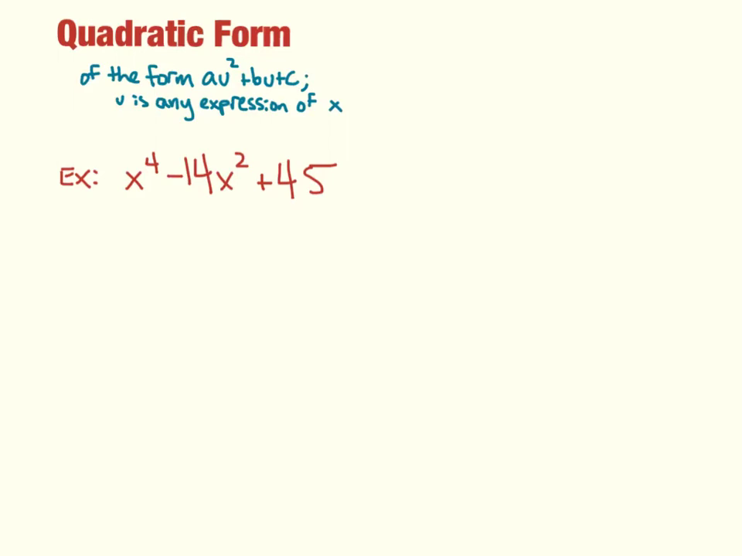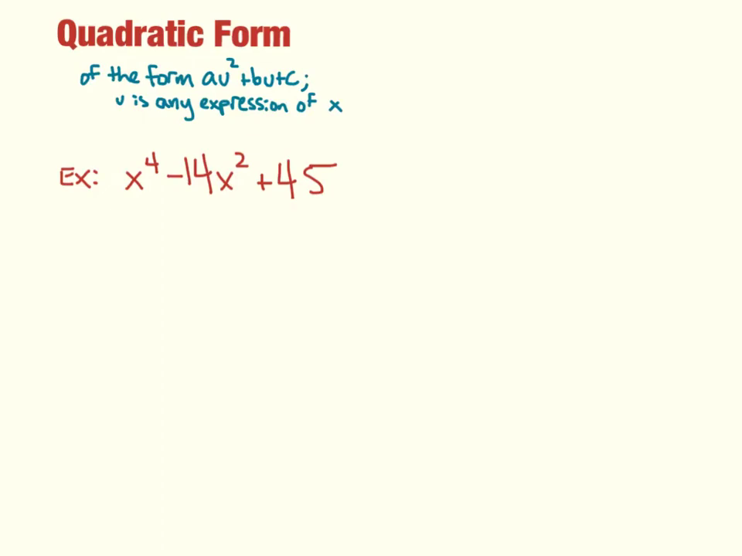Okay, the other type of factoring that we're going to talk about is quadratic form. The technical version of this is anything of the form au squared plus bu plus c, and u is any expression of x. So this is what that means. If I'm looking at x to the fourth minus 14x squared plus 45, I can rewrite this in a quadratic model, okay?